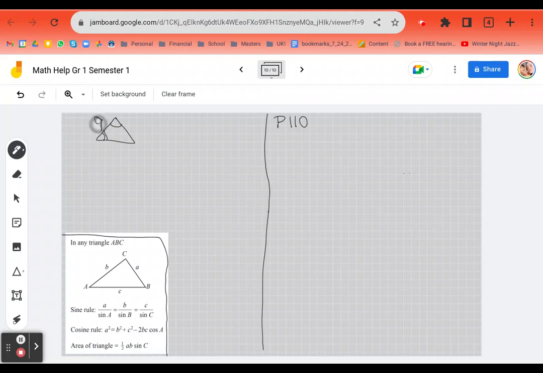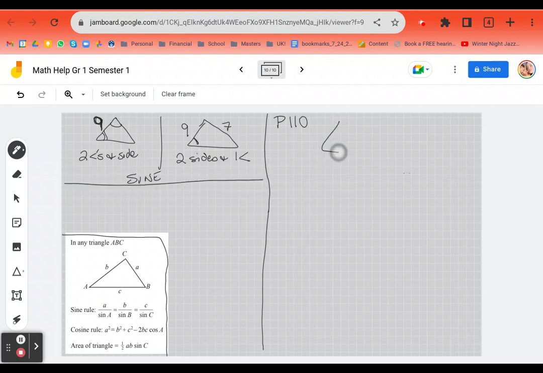Let's say that's a 9. You're given two angles and a side. So that's two angles and a side. You also use the sine rule if you're given two sides and one angle. Okay? Two sides and one angle. That's the sine. We got to remember that.